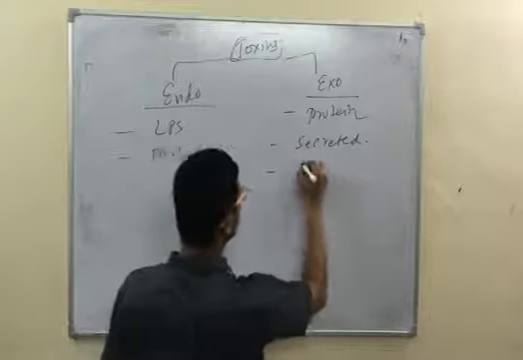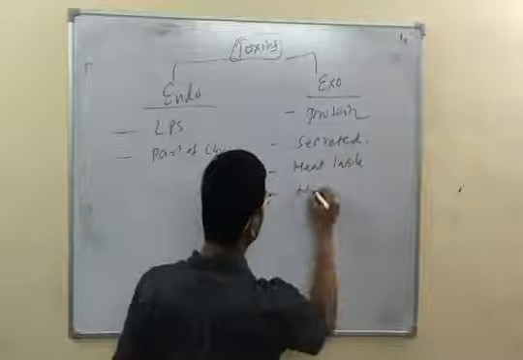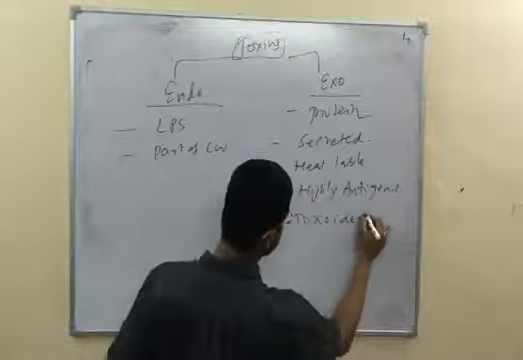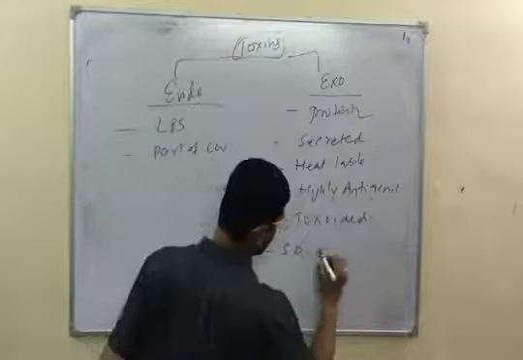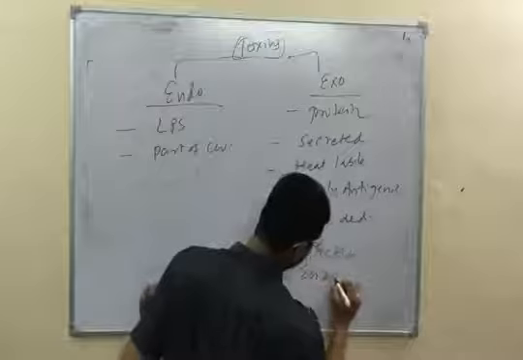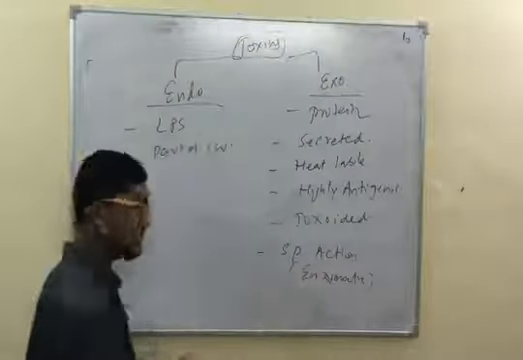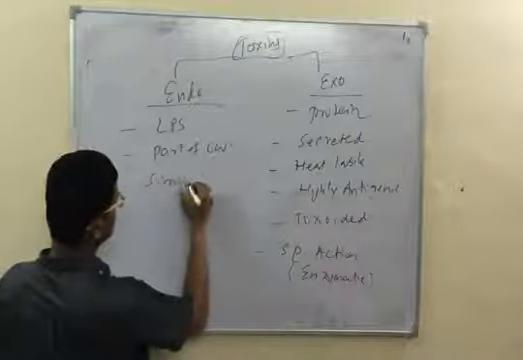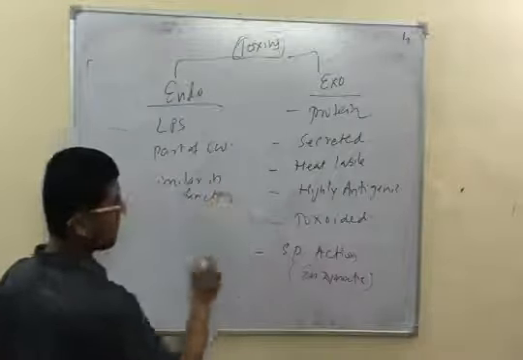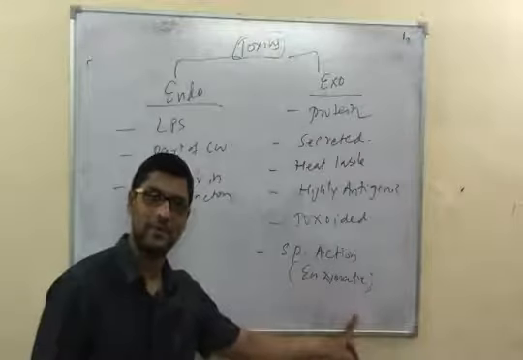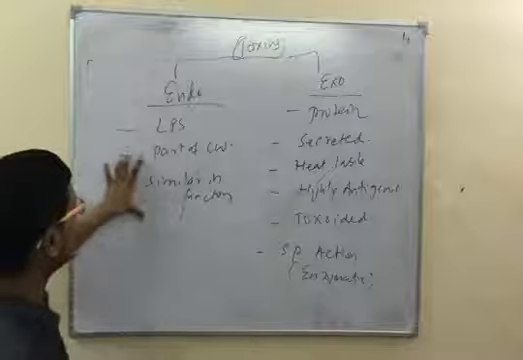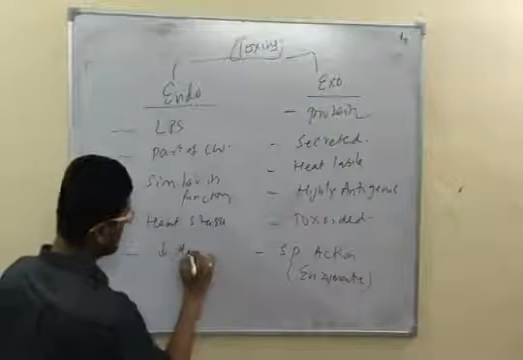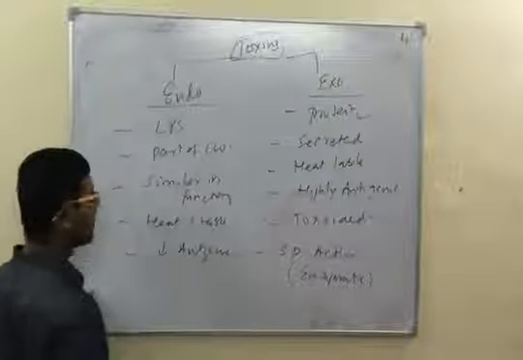Exotoxins are heat labile, highly antigenic, can be toxoided, and have specific action. They are enzymatic in nature, and each exotoxin has a specific enzymatic action. In contrast, endotoxins of all bacteria are similar in function. In general, all LPS or endotoxins are similar in action. They are heat stable and less antigenic. So these are the differences.